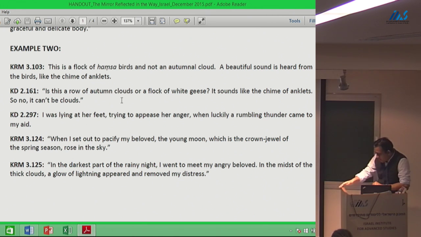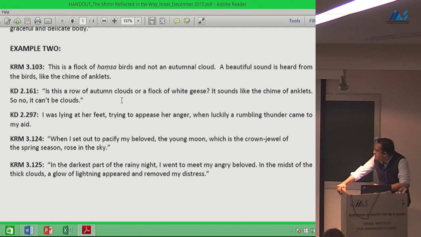This is an example of asamahita, exactly, coincidence. Here's how the Kavyadarsa renders this one verse: "I was lying at her feet trying to appease her anger when luckily a rumbling thunder came to my aid." It's a nice one. And now what I've seen is that the Kavirajamarga gives two verses to account for this one verse of the Kavyadarsa.